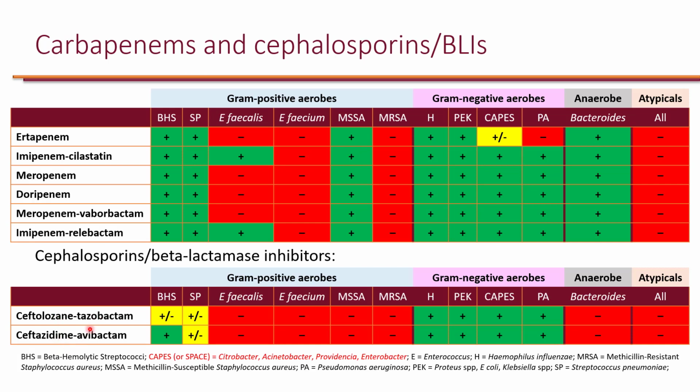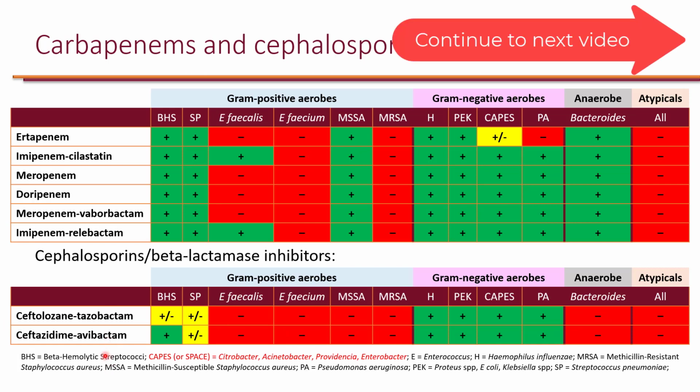Now, one thing to note, these two are the only beta-lactam, beta-lactamase inhibitor combinations without activity against Bacteroides. So pretty much anything else that's combined with a beta-lactamase inhibitor has activity against Bacteroides because Bacteroides make beta-lactamases. But ceftolozane and ceftazidime themselves do not have activity against Bacteroides. So Bacteroides has intrinsic resistance against ceftolozane and ceftazidime, so that beta-lactamase inhibitor does not remove that intrinsic resistance.